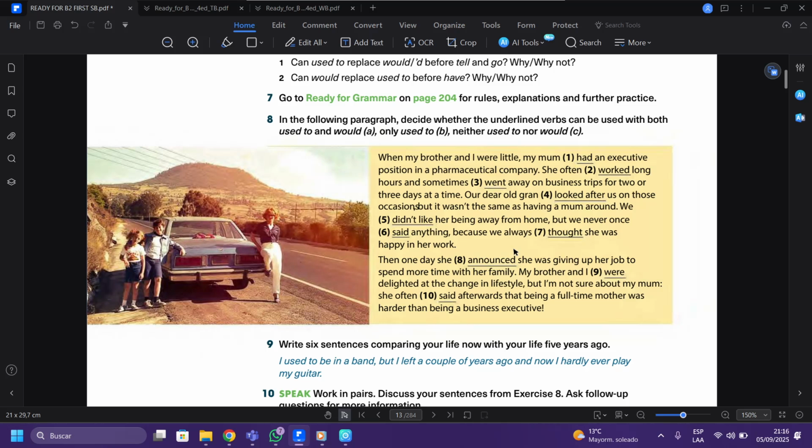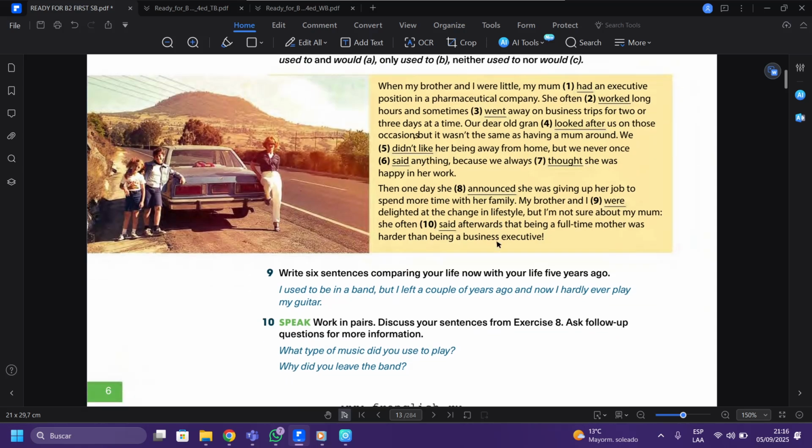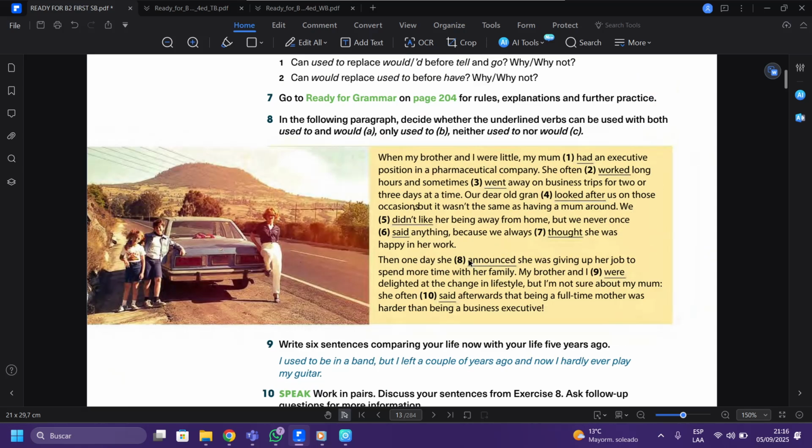And as you probably can notice, think is a stative verb. It means that it cannot be used with would. We can say only I used to think. Alright? That is the correct way. It is not possible to use think with would, because think is a stative verb. We cannot say would think. Just I used to think.